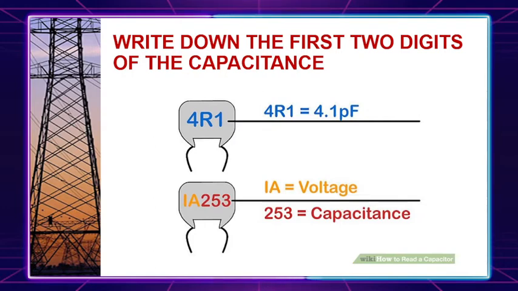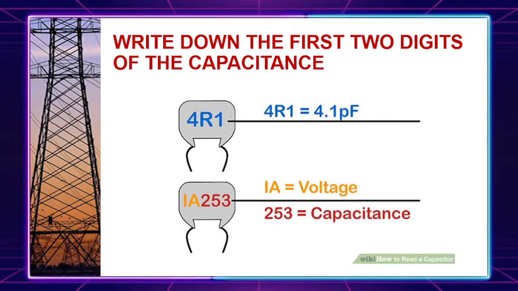If the letter is P, N, or U, this tells you the units. We have the pico, the nano, or micro. Replace this letter with a decimal point. For example, N61 means 0.61 nanofarad, and 5U2 means 5.2 microfarads.